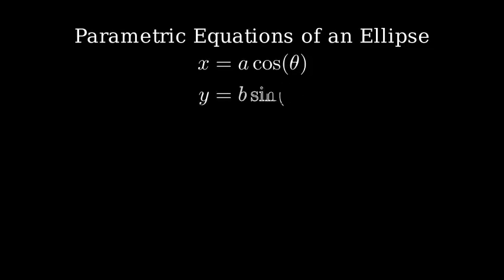Today we'll explore the parametric equations of an ellipse and understand how they describe this beautiful curve. The parametric equations are x equals a times cosine theta and y equals b times sine theta. Let's visualize how these equations work.